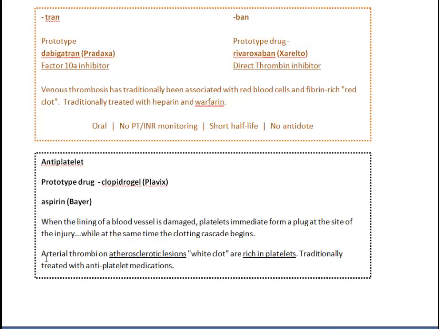And we know that our arterial thrombi on atherosclerotic lesions are rich in platelets. So we have an injury to the endothelial lining of the blood vessel, and we start to have platelets go there and adhere. And this is considered a white clot. These white clots are rich in platelets, and they've been traditionally treated with antiplatelet medications such as aspirin and Plavix.